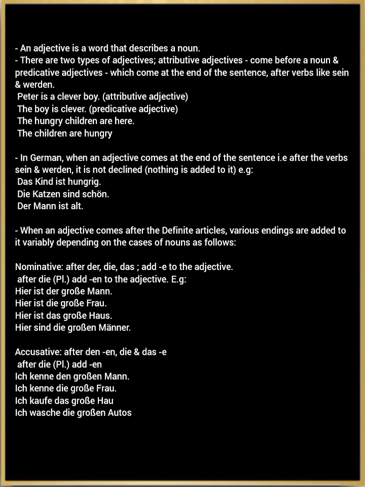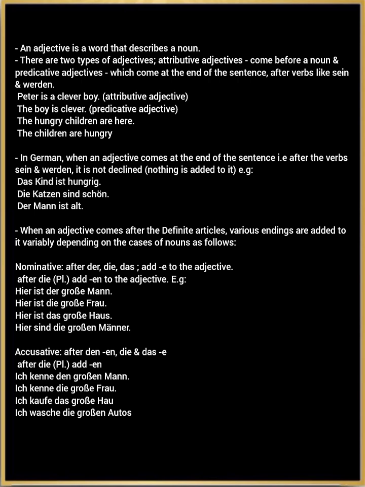Now, there are two types of adjectives. Kindly note that. The first type are referred to as the attributive adjectives. These ones come before a noun. Kindly take note. And then the second type is the predicative adjectives, which come at the end of the sentence. They mostly come after a noun, so after verbs like sein and werden.